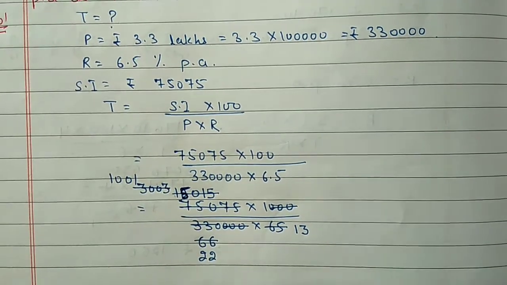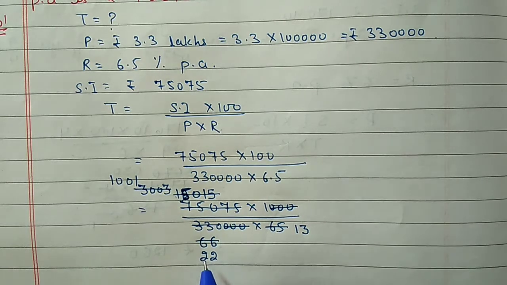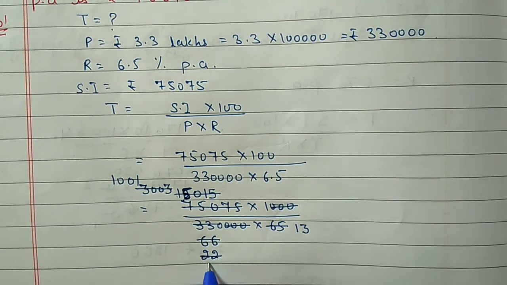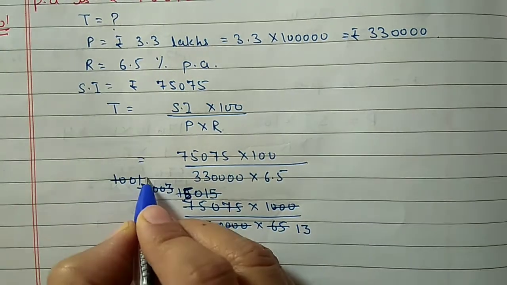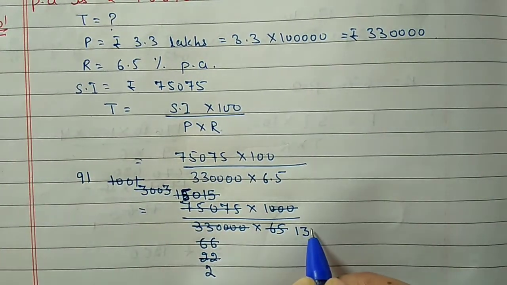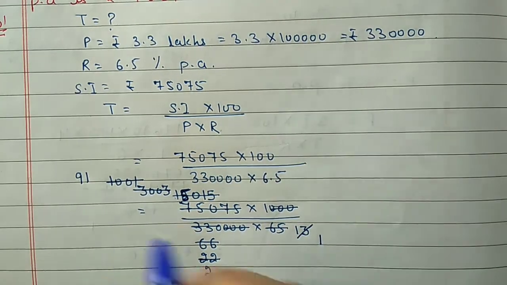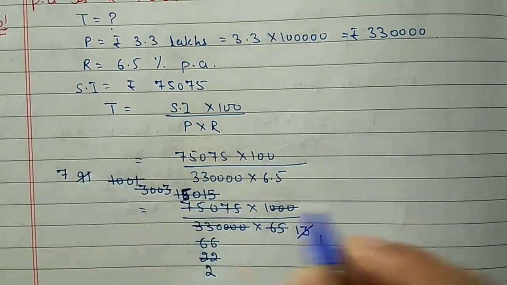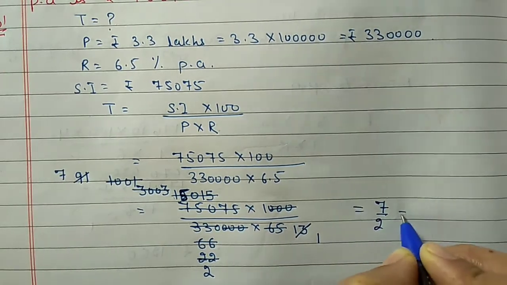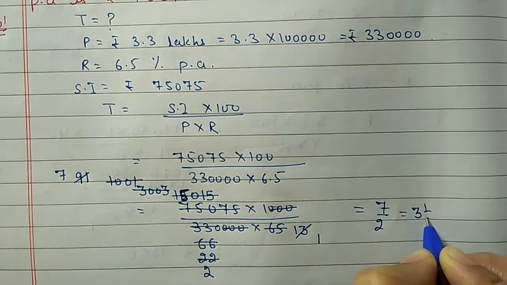Again we can cancel with the 2 table. No, we cannot cancel with the 2 table. We will cancel with the 11 table. 11 twos are 22 and 11 nines are 99, 11 ones are 11. And this also we can cancel, 13 ones are 13, 7. So we finally have 7 by 2, which we can write as 3.5 years.